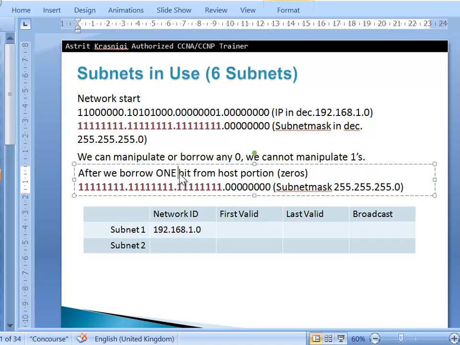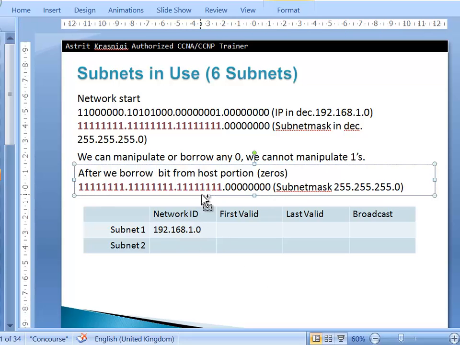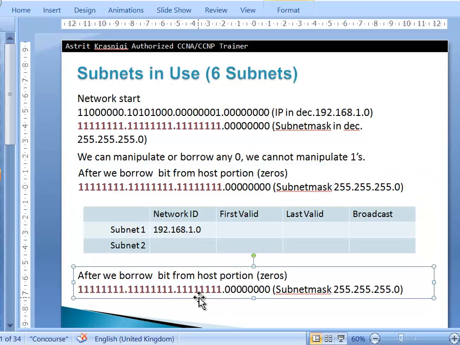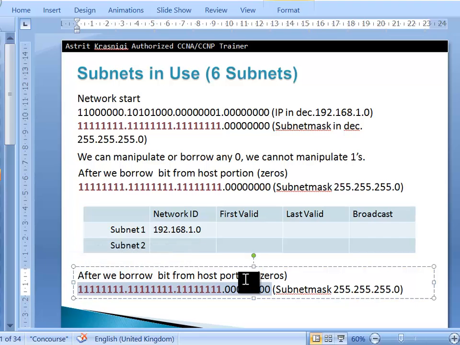So how many bits do we need to borrow to create 6 subnets? When you think of the formula, always remember the formula: 2 to the power of what will give you at least 6 subnets? Let's just copy this here, and then we can delete it.